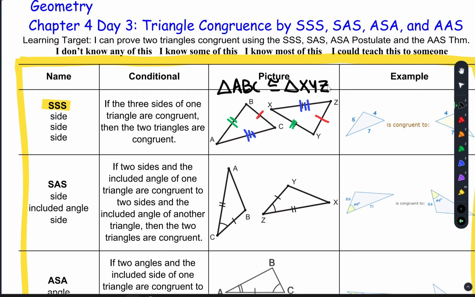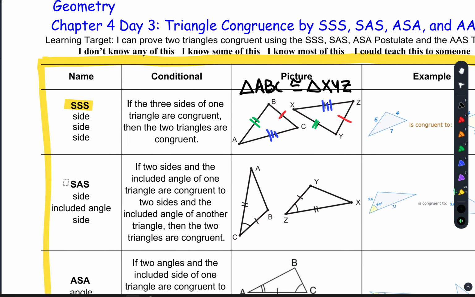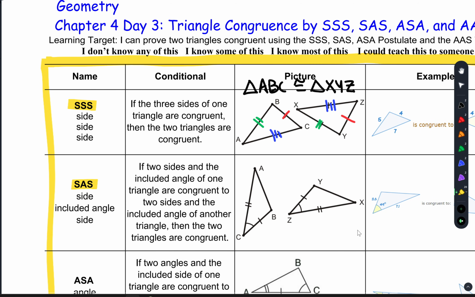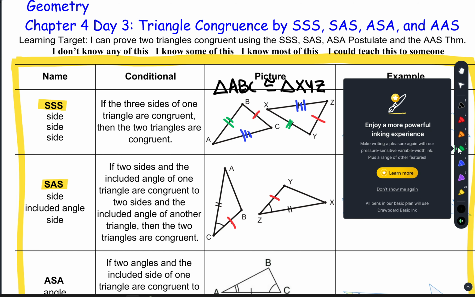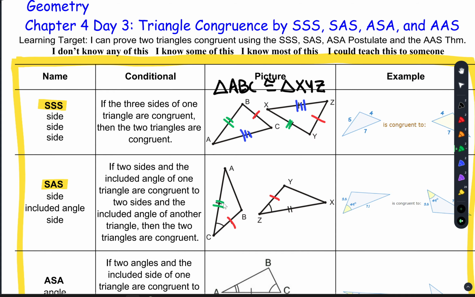The next one we're going to see is called SAS. Again, those letters are representing the pieces that it needs. So for SAS, we need 2 sides and an angle. However, the order does matter here. So when I look at my 2 sides, I have CB and ZY, and I have CA and ZX. And then here in this definition, it is very specific. It needs an included angle.